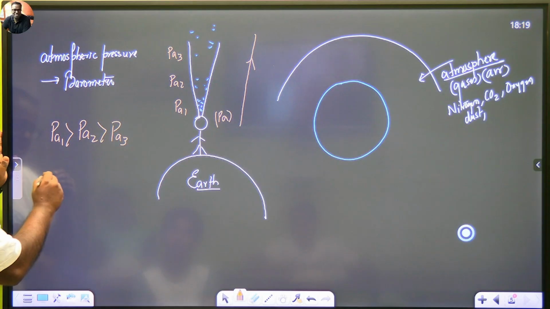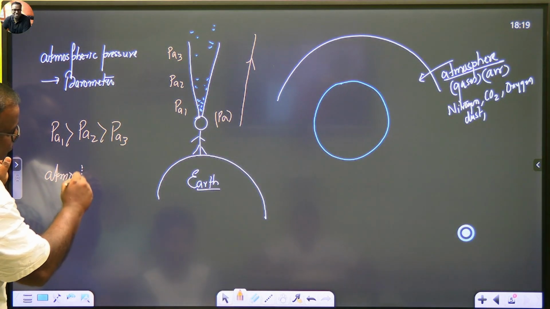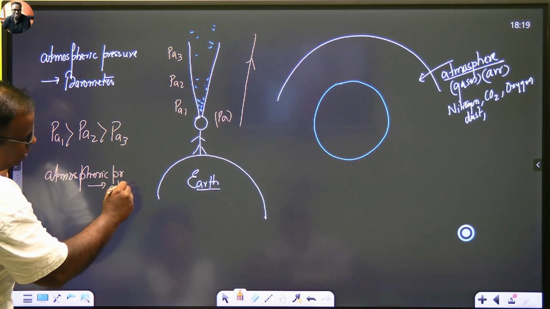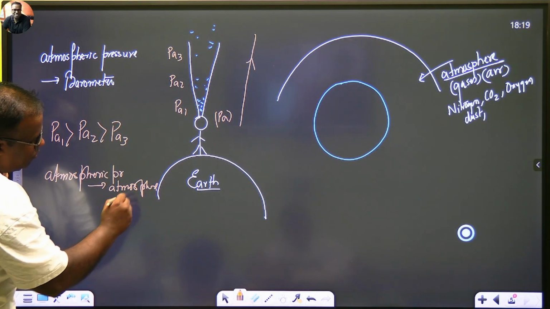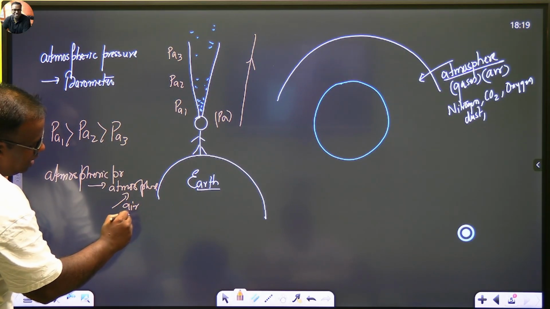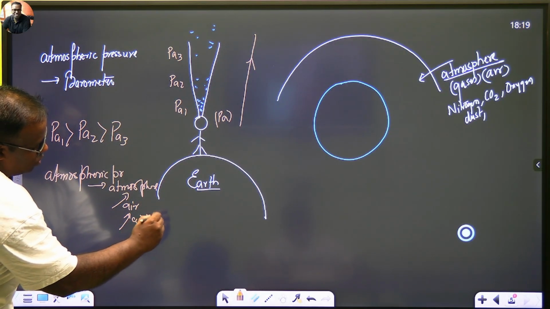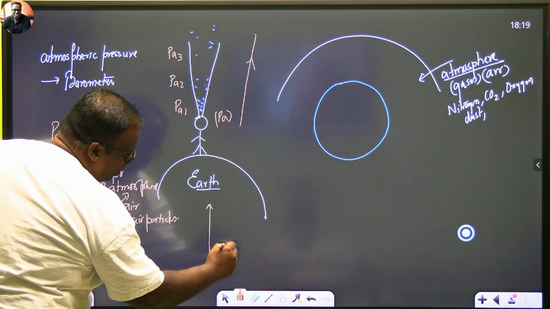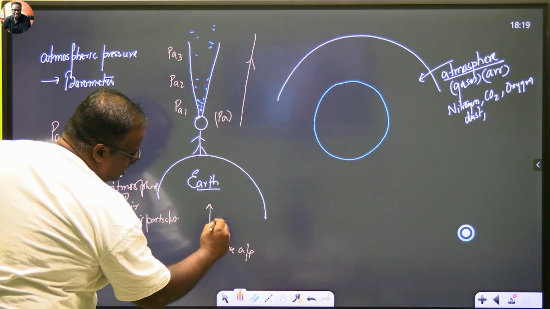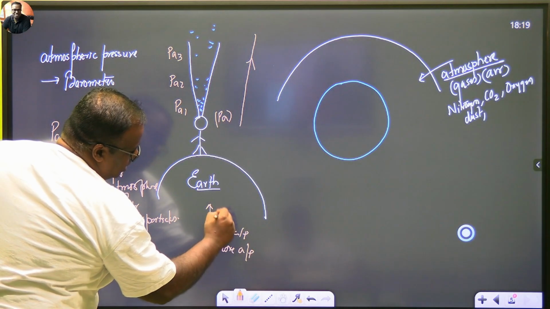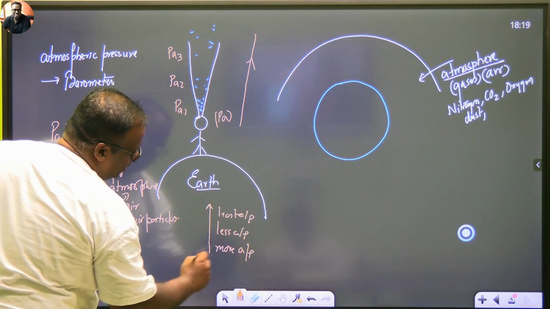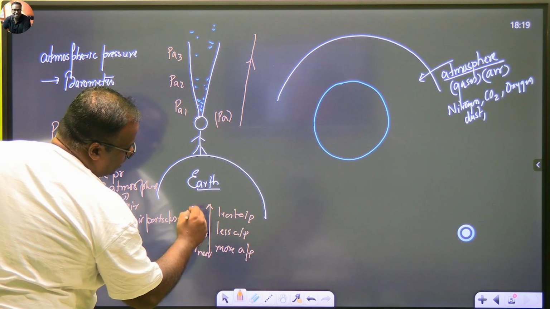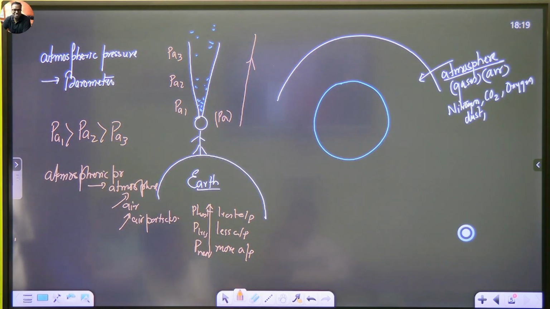So let's write it down. Atmospheric pressure is caused by whom? Atmosphere. What do you have in the atmosphere? Air. What is air? Air particles. Yes or no? This is the storyline. Now, as you go up, you have more air particles, less air particles, least air particles. Do you agree? Therefore, the pressure is more, the pressure is less, and the pressure is least, very opposite to liquid.